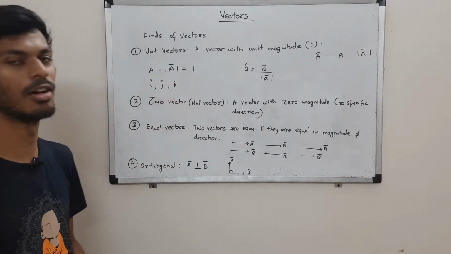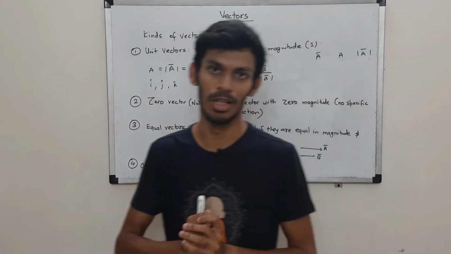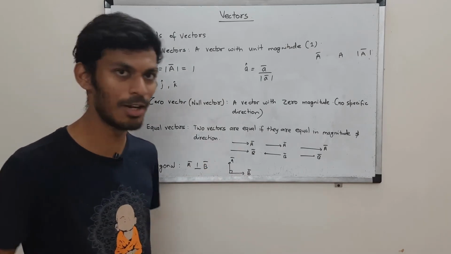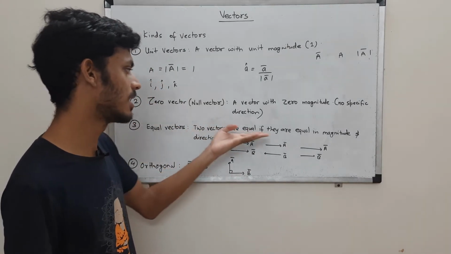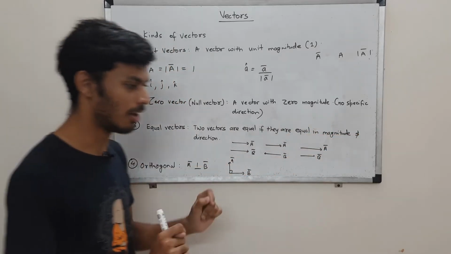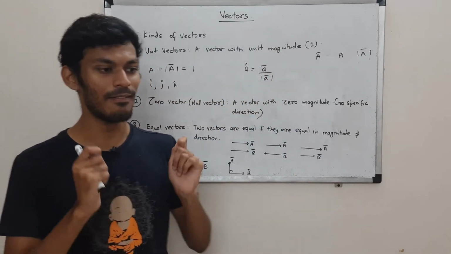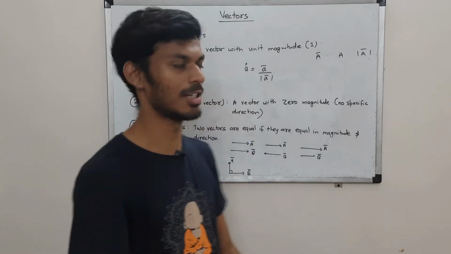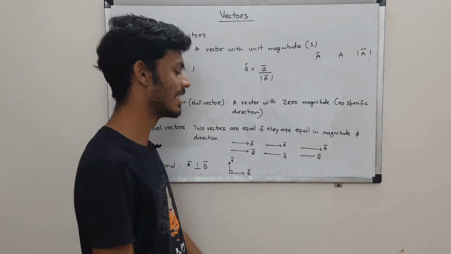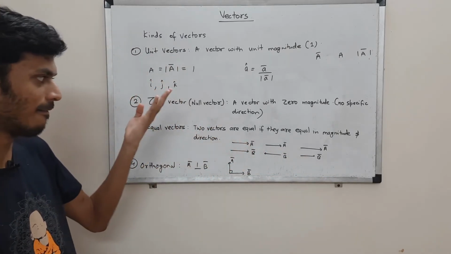In order to call two vectors equal, you need two vectors, right? Of course a vector is equal to itself, but if you want to compare two vectors, then two vectors are said to be equal if they are equal in magnitude and direction. So you have to check both aspects. Two vectors can only be called equal if they have the same magnitude and the same direction. From here, can you tell me which pair is the one which is equal? Is it pair 1, 2 or 3? It's pair 1, right?